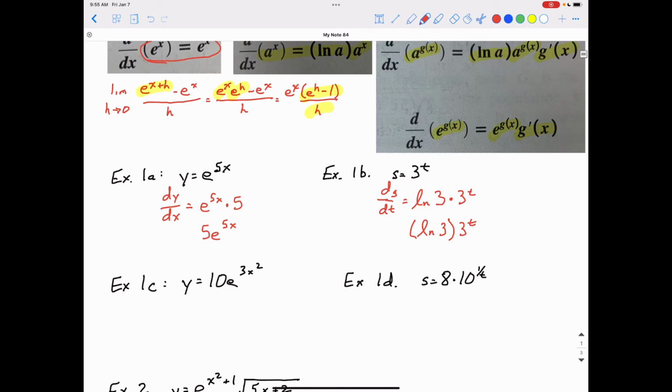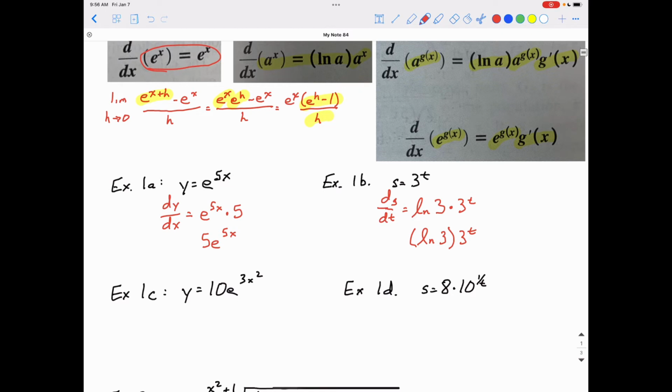1c is y equals 10e to the 3x squared power. So now we're back to using e. So it's going to be this formula right here. Now the 10 is a constant, so we're just going to be taking the derivative of e to the 3x squared power and then taking that times 10. So dy over dx will equal 10 times, and then we're just doing the e to the 3x squared power's derivative. So that will be just e to the 3x squared times the derivative of 3x squared, which is 6x.